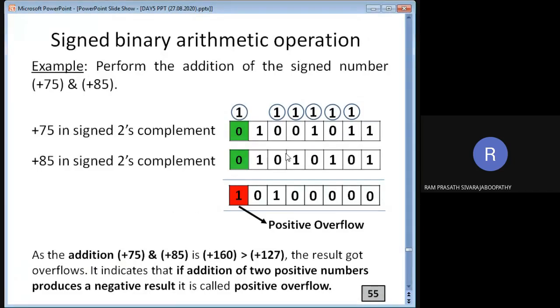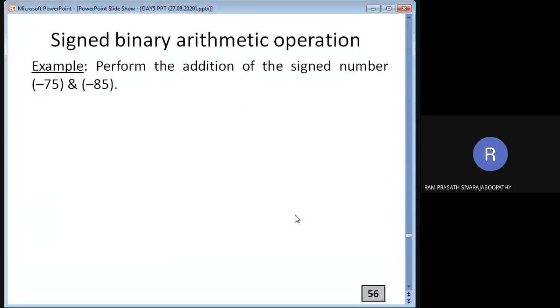This concept will be useful to understand it there. Clear? When adding two positive numbers, if the result comes out negative, it is called positive overflow. That indicates the result exceeds beyond the limit. Okay, so for this kind of condition, what do we say? We can use saturation. So maximum 127 we can produce. That's it. Then another example, minus 75 minus 85.